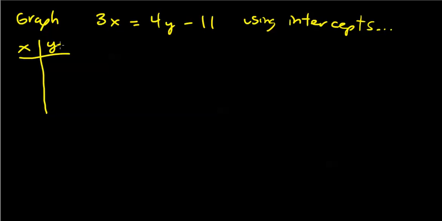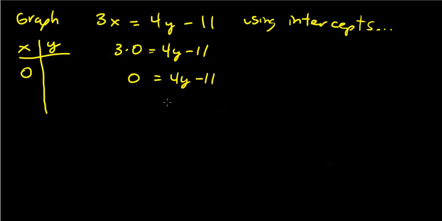Alright, if x is 0 here, what's y going to be? Well, I'll substitute. 3 times 0 equals 4y minus 11. Well, 3 times 0 is 0. And so if I add 11 to both sides, I get 4y equals 11. And if I divide both sides by 4, y equals 11 fourths.